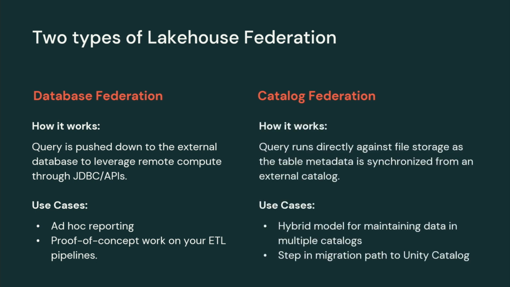Catalog federation works a little bit differently. So in this case, your query in Unity Catalog is running directly against the file storage because the table metadata is being synchronized from that external catalog into the foreign catalog in UC. And this often has different use cases for our customers. So some of them use catalog federation as a hybrid model, where they maintain data in multiple catalogs in coexistence for a while. And they don't really have to worry about the double compute that you would often get with database federation using JDBC. Others use it as a step in migrating to Unity Catalog, and that will be something we talk a bit more about today.